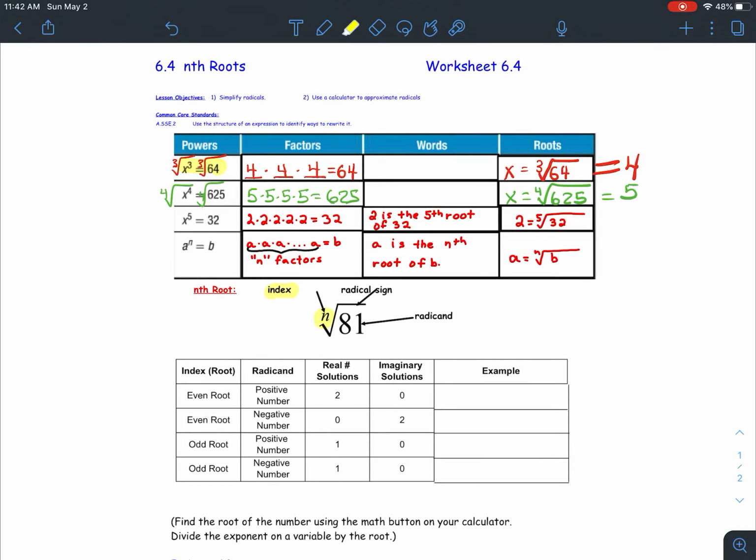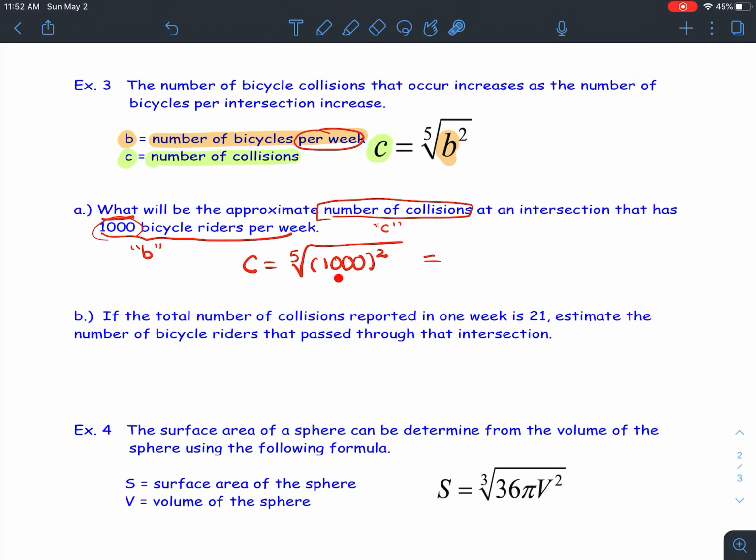Now there are no variables here, so we could go ahead and type this straight into our calculator. Again, remember, anytime your index is higher than a 3, you're going to start by pressing 5. That's your index. Math button, option 5, and then type in 1,000 and make sure that you square that. So we are taking the 5th root of 1,000 squared. This answer comes out to a decimal, so I'm going to round it to the nearest whole number. I'm going to label it, which is what you want to do on all word problems, to provide some context. 16 collisions is roughly what we would be looking at.